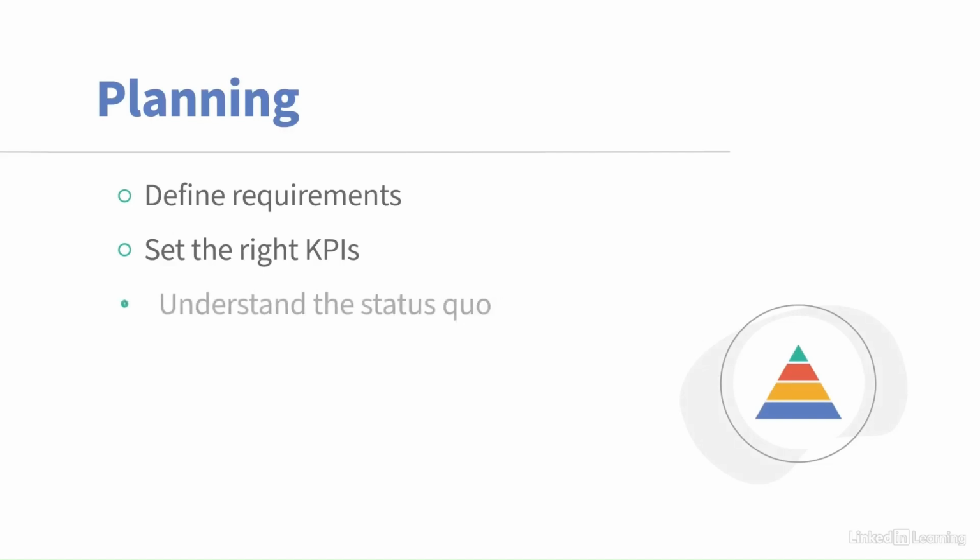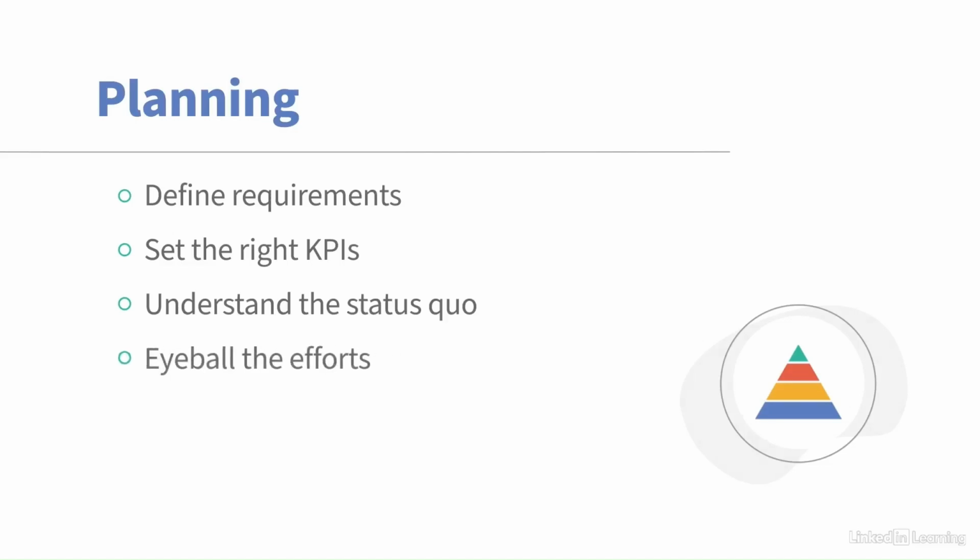After that, we need to understand the status quo because you don't want to start in the green field always. You want to figure out, okay, what do we have right now? What works? What doesn't work? What do we need to do? And once you have that knowledge, most likely somebody from the business or who is in charge of the project is going to come to you and is going to ask, okay, how much money is this going to take us and how much time is this going to take us? So you need to eyeball the efforts that you need for this project.